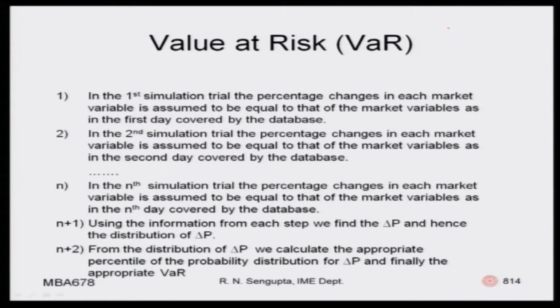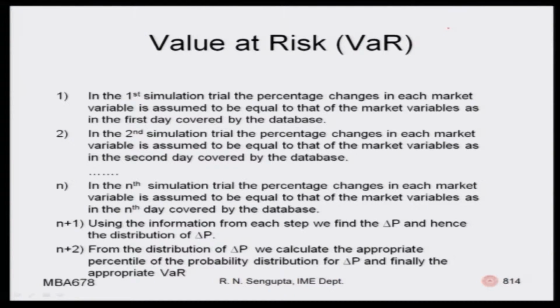When you are doing the historical or Monte Carlo simulation, in detail this is how you do that. In the first simulation trial, the percentage change in each market variable is assumed to be equal to that of the market variable as in the first day covered in the database, in the past historical data. In the second simulation trial, the percentage change in each market variable is assumed to be equal to the market variable as in the second day, then in the third simulation it is as the third day, and so on and so forth.